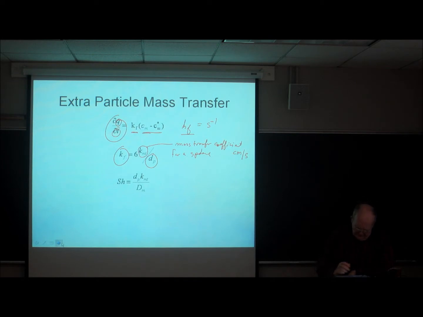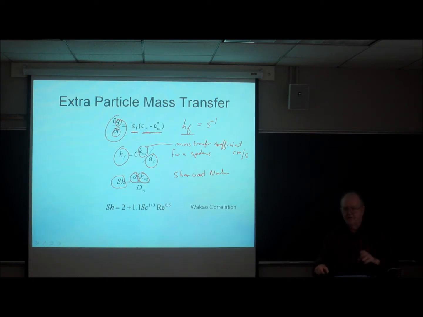Now the chemical engineering people don't actually work with the mass transfer coefficient directly. They work with another one of these dimensionless numbers. This is the so-called Sherwood number. Let's check the units. We got particle size, so that's distance. We got KMT, that's distance per unit time. So we got length squared per unit time divided by a diffusion coefficient, which of course is units of length squared per unit time. This is the dimensionless quantity.